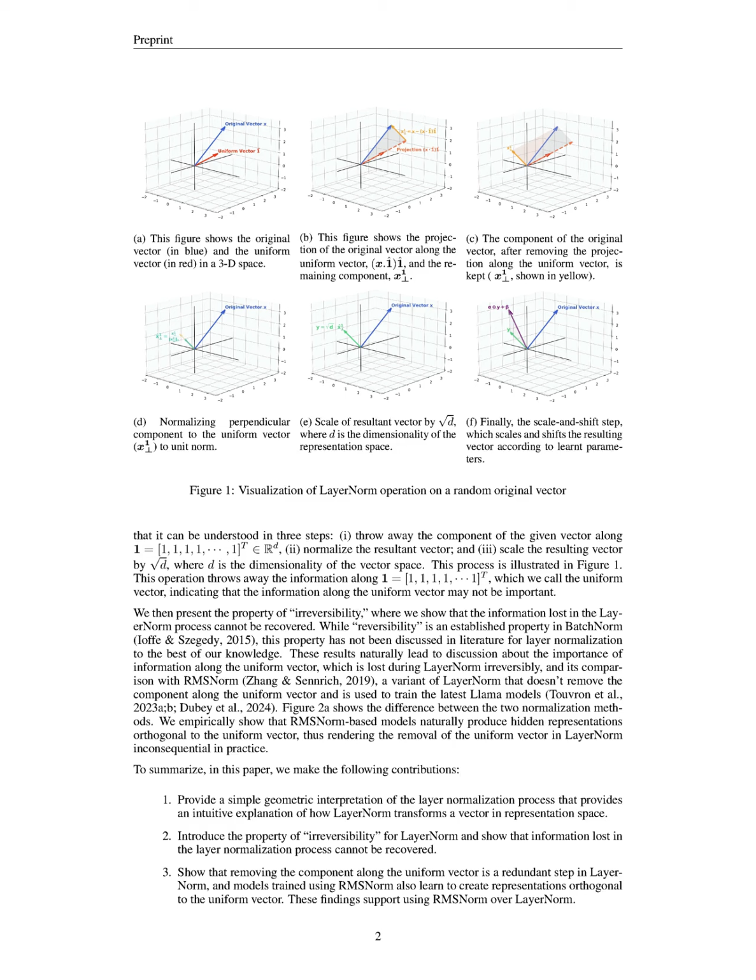The new interpretation of LayerNorm presented in the paper reveals that it irreversibly removes the component of a hidden vector along the uniform vector, which may not be significant for model performance. This leads to the conclusion that the information lost during LayerNorm cannot be recovered, contrasting with BatchNorm's reversible nature. The authors empirically demonstrate that models using RMSNorm, which does not discard the uniform vector component, produce hidden representations that are orthogonal to the uniform vector, suggesting that the removal step in LayerNorm is redundant.